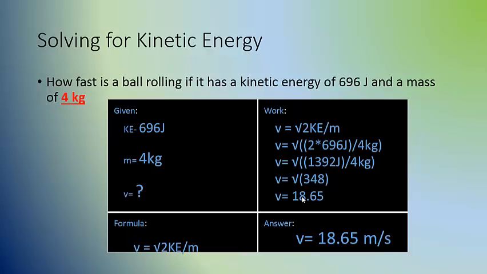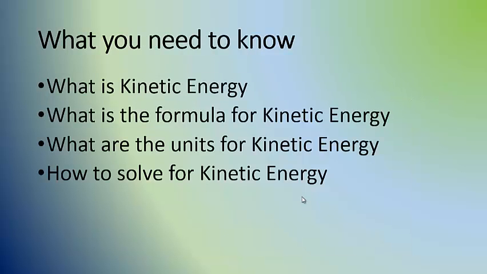So this ball with 696 joules and a mass of 4 kilograms was moving at a velocity of 18.65 meters per second. So now that we've figured out how to solve one of the more complicated problems using this formula, we have learned what kinetic energy is, the formula for kinetic energy, the units for kinetic energy, and how to solve.